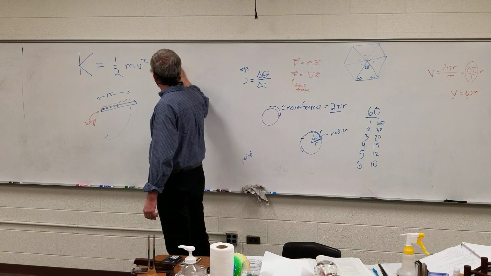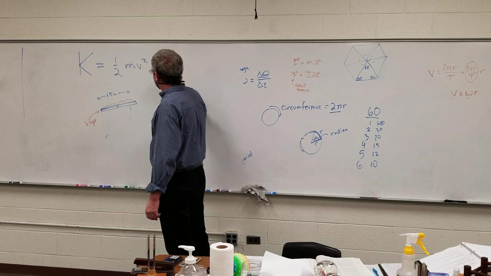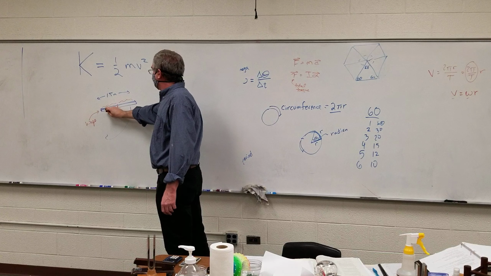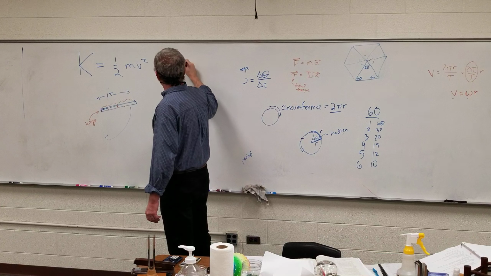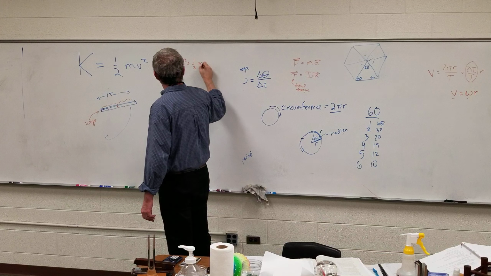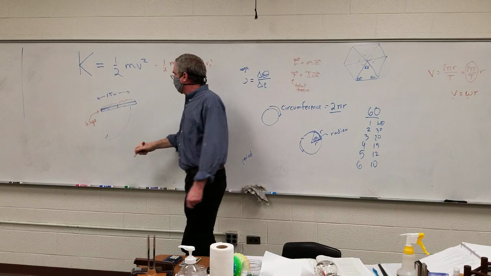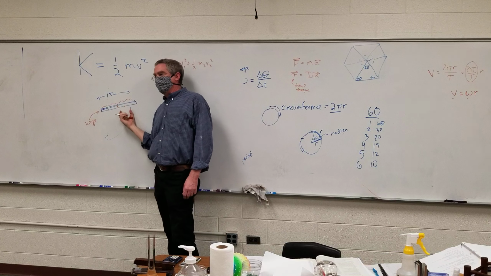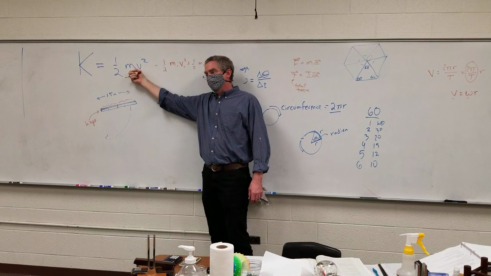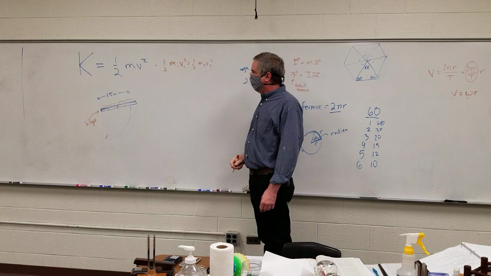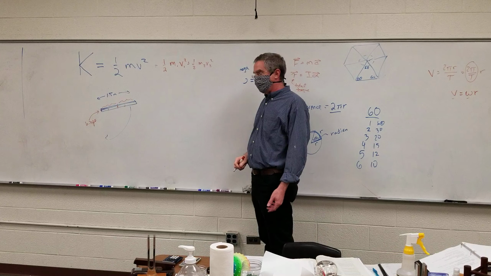So if we did it that way, one half, I'm going to call this mass one and mass two. This would be one half mass one times speed one squared plus one half mass two times speed two squared. So basically what we're doing is breaking it into smaller pieces, where mass one and mass two add together to get you the total mass. What could you do to get a better estimate?